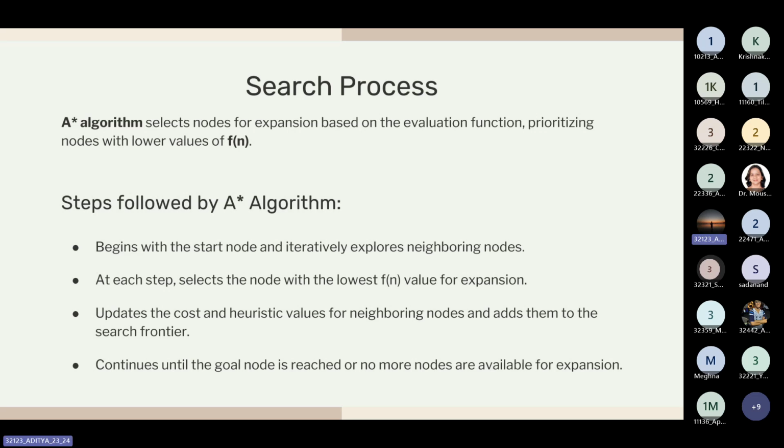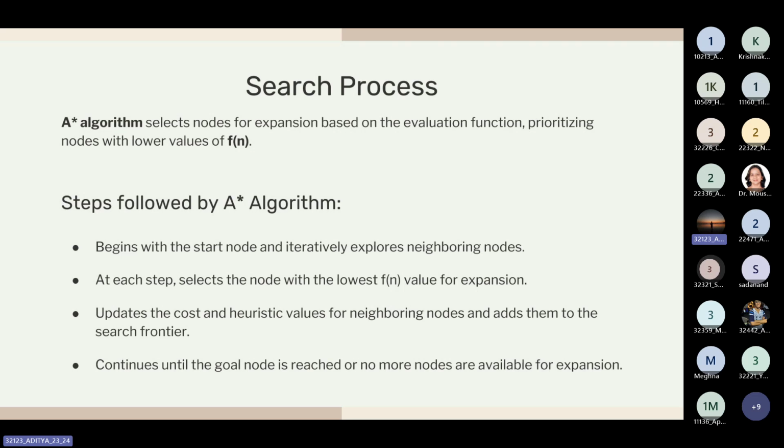First, the A-star algorithm begins with the start node, and for each iteration, it looks at the neighbors of the current node. The cost of going from the start node to the neighbor is first calculated, and then the cost of going from the neighbor to the end node is calculated, and the sum of these two values is the f value of the neighbor. When we have calculated all the neighbors of the current node, we select the neighbor with the lowest f value so that we can continue this process iteratively.